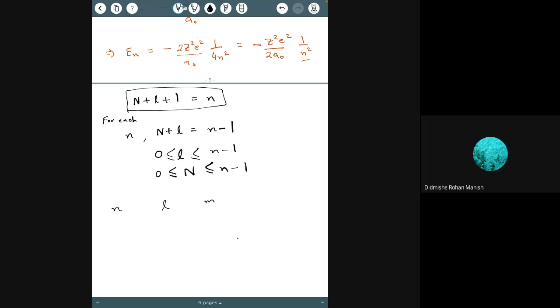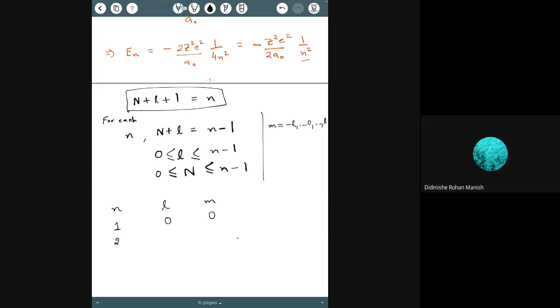N, L, and M. So when n is equal to 1, then L and M have to be both 0. And remember, M is a separate one. This we know from before, that M goes from minus L to plus L. So this we know from before, right? Okay, so n, L, and M.